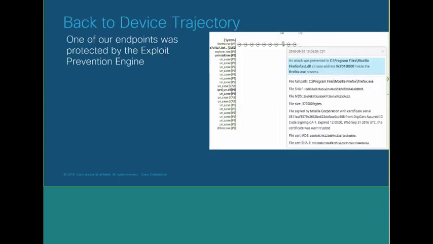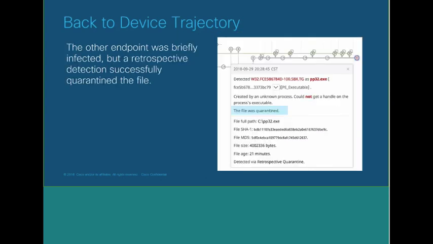Back to device trajectory. Looking at each of these two endpoints, one was protected by the exploit prevention engine, highlighted in blue. The exploit against Firefox was stopped in its tracks by AMP exploit prevention. And the other endpoint, it turns out, was briefly infected, but then it was detected via retrospection, and the file was quarantined. At the bottom, it says the file is quarantined in blue. The very last line in this screenshot is detected via retrospective quarantine.